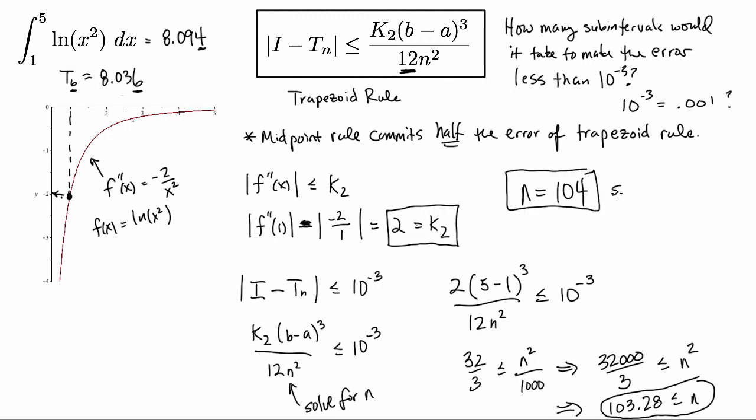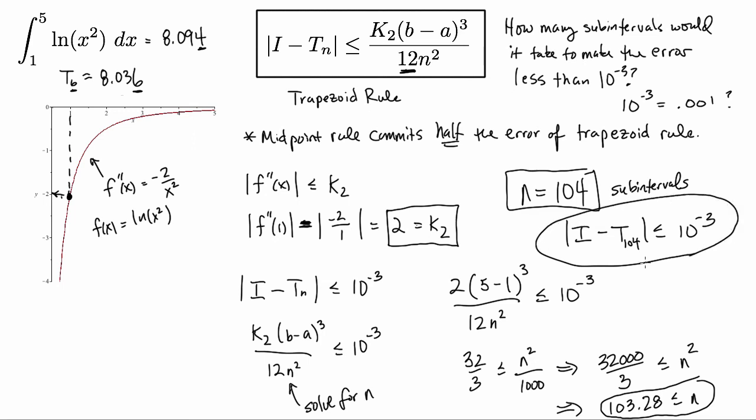So if I have 104 subintervals, then I know that my actual answer I minus Tn, which is the 104th trapezoid approximation in this case, so I know that I minus T104 is less than or equal to 10 to the negative third in terms of error. So any error it commits is only going to be out to the third decimal place.